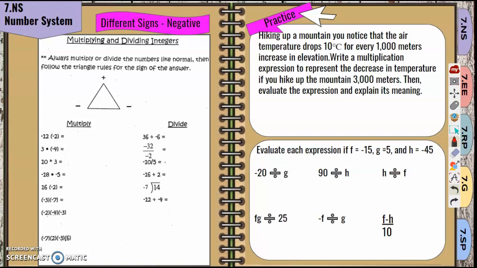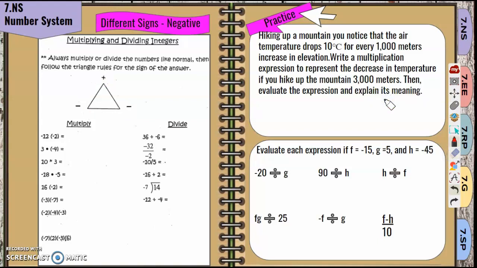So the triangle rules say that if your signs are the same, two negative numbers multiplied or divided by each other, your answer is going to be positive. If your signs are different, your answer, multiplying or dividing, is going to be negative. So if the signs are the same, it's positive. If the signs are different, it's negative. That works the same way with multiplying and dividing.